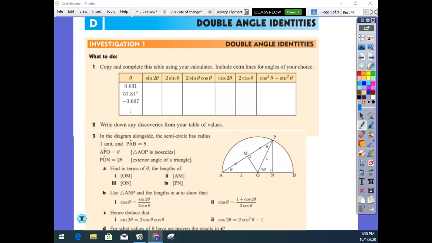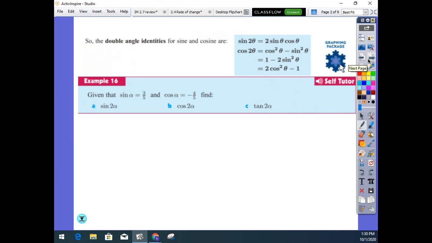The last part of chapter 9, I think, is not too bad. It's all double angle identities. These are identities that are actually in the formula booklet, so you won't need to memorize them. There are all these long investigations that I don't know really do much for you, so I'm just going to skip right to the actual identities.